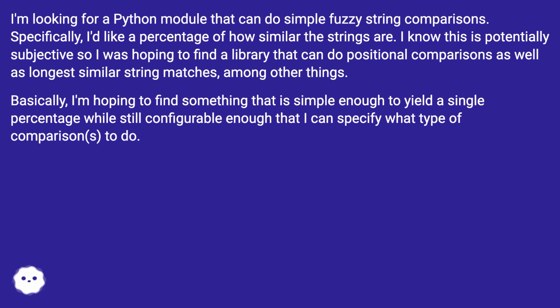Basically, I'm hoping to find something that is simple enough to yield a single percentage while still configurable enough that I can specify what type of comparisons to do.